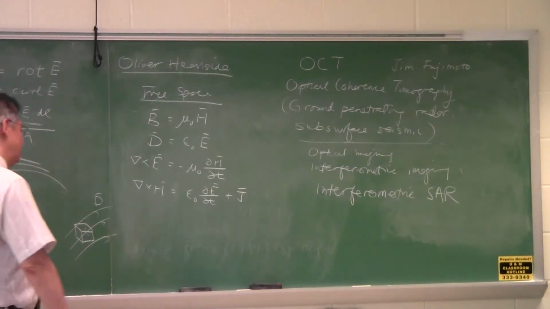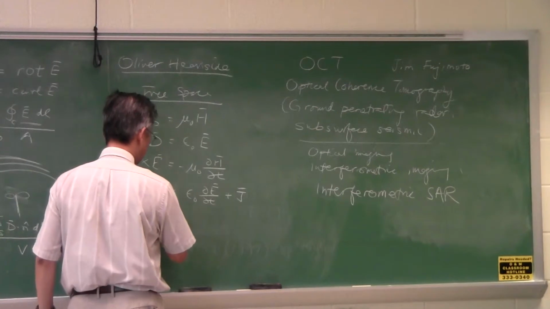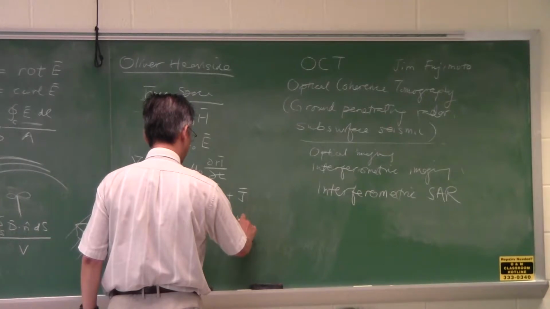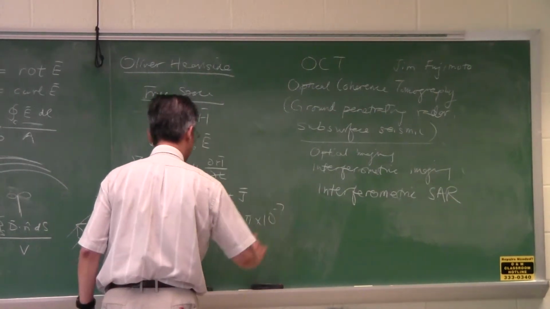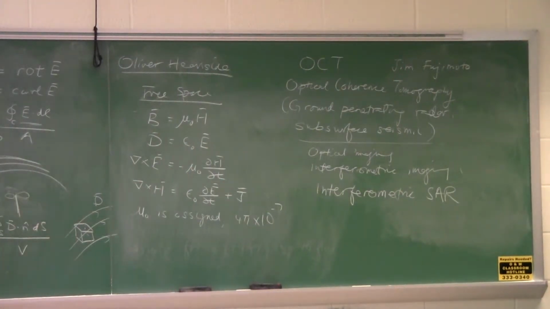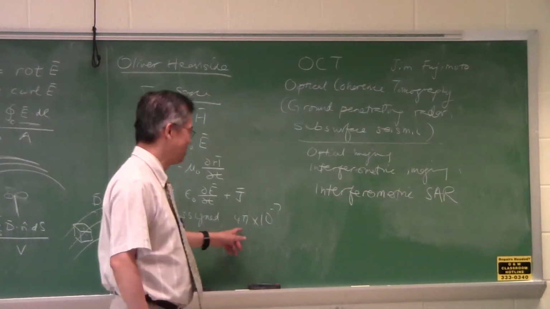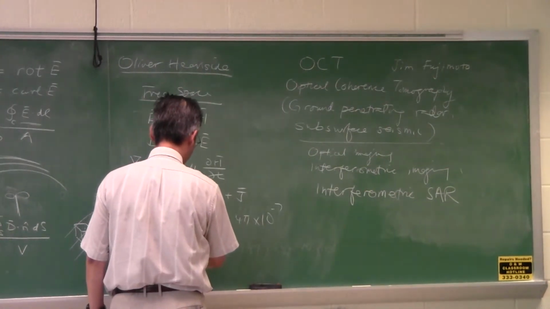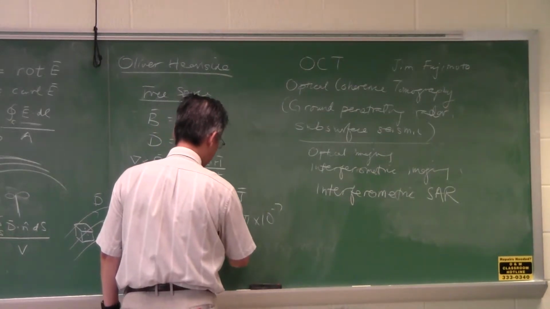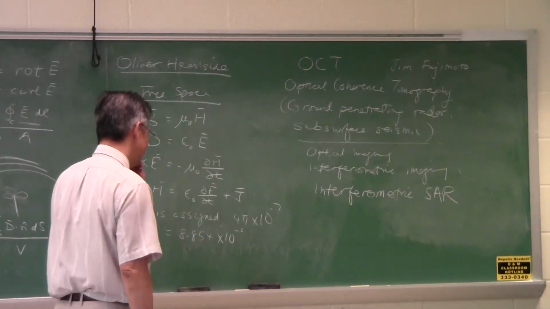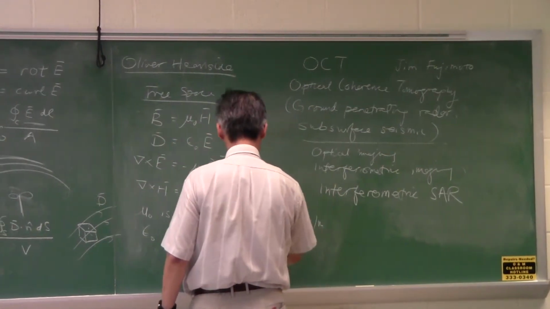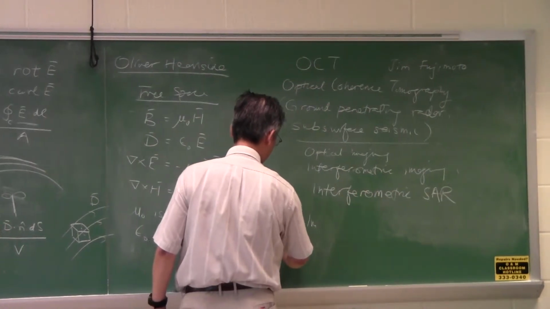And it's often said that mu naught is assigned. It's 4 pi times 10 to the minus 7, right? I think if I remember that correctly. Okay, mu naught is assigned to be this value. Epsilon naught is equal to 8.854 times 10 to the minus 12. This is, I think, in terms of henries per meter. This is in terms of farads per meter.